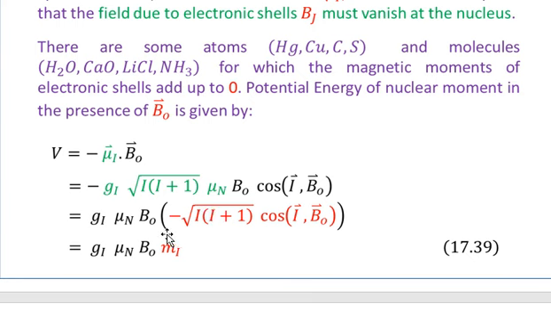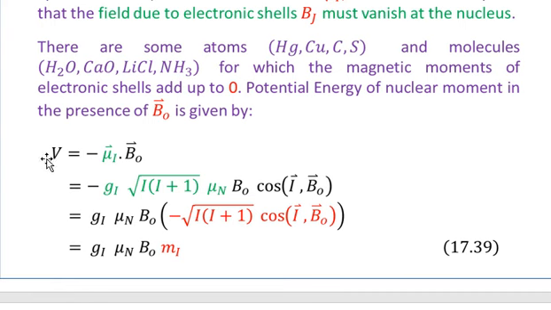So we can separate out some terms, and the rest of the terms I have gathered in the parenthesis, which is the square root of I into I plus 1 multiplied by the cos of the angle between I and B naught. The term in red can be replaced by Mi, where Mi is the magnetic quantum number of the nuclear spin. So this whole term has been replaced by Mi, and this is what I have discussed in one of the previous lectures of this series.